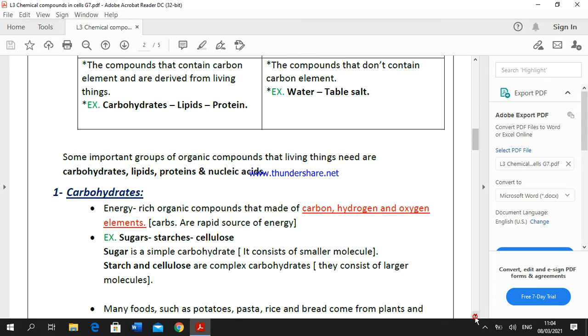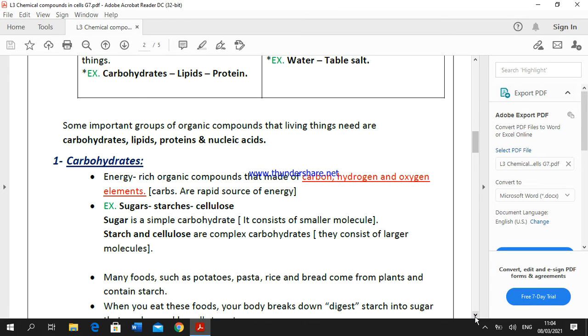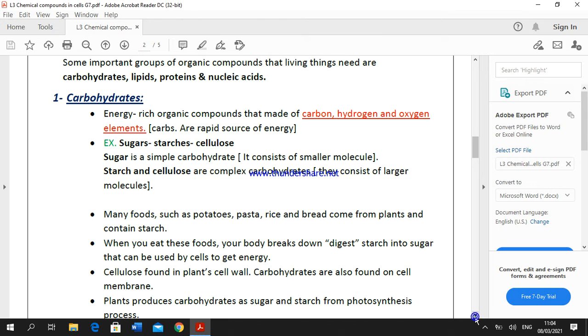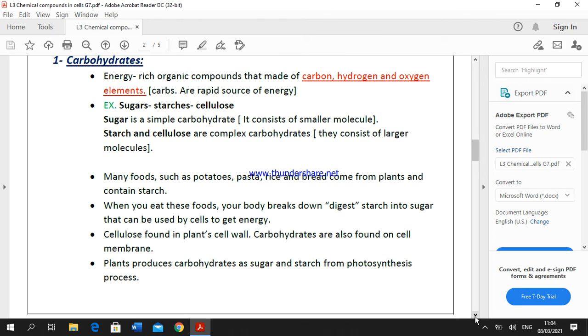We will talk in detail about the carbohydrates group, lipids, proteins, and the nucleic acids. Let's start with the first group, carbohydrates. Carbohydrates are defined as energy-rich organic compounds made of carbon, hydrogen, and oxygen elements. So we say that carbohydrates are a rapid source of energy to living organisms.